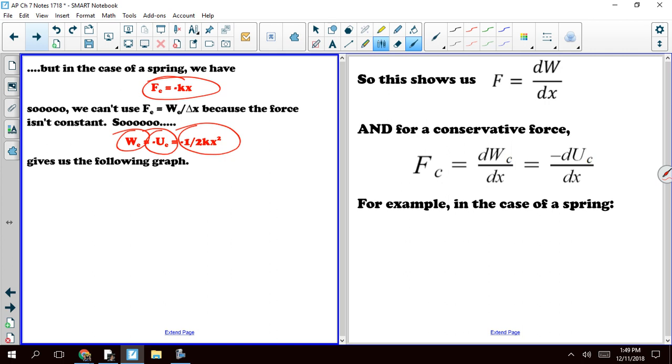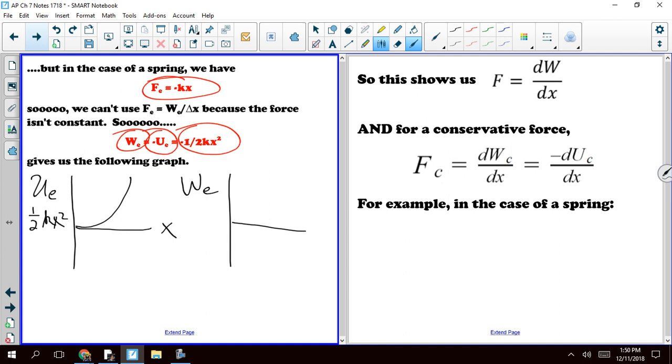So I'm going to kind of do the same thing. Here's elastic potential energy as a function of position. That's 1/2 kx squared, which is just going to give us a parabola. That means the work done by our elastic force is that, but flipped over, because they're negatives of each other. So that's negative 1/2 kx squared.